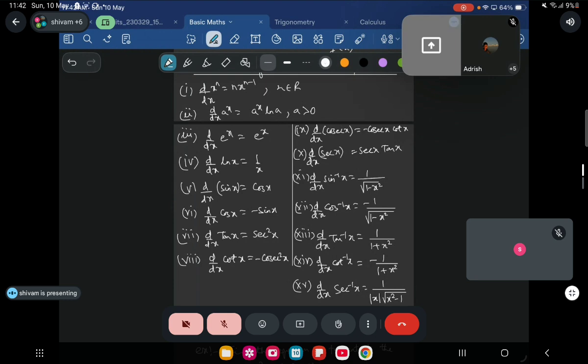Wait, I'm checking. Anish, first one is correct. Check the second one. Third one is correct. Fourth one is also correct. Adrish, first one is correct. Check the second one. Third one and fourth one are correct.